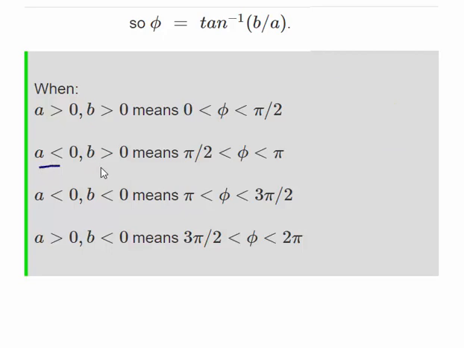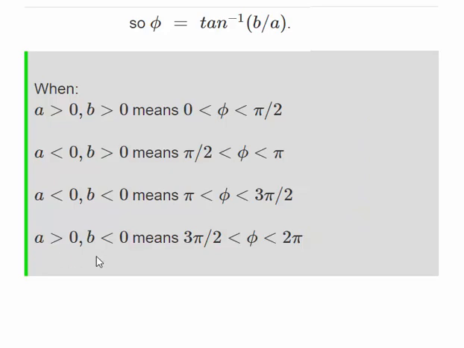When a is negative and b is positive, we get this situation. So there's our line, and the angle we're looking for is greater than π over 2 and less than π, or greater than 90 and less than 180. When a is negative and b is negative, now we're looking for an angle that is greater than π and less than 3π over 2, or greater than 180 and less than 270.